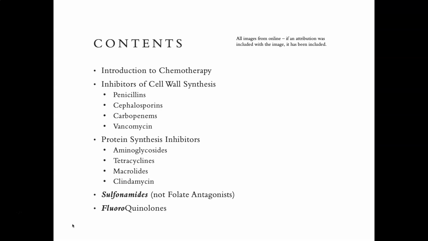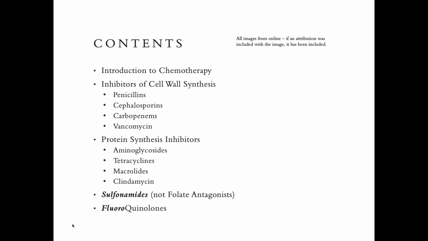All right, let's take a look. We'll be talking about a quick introduction to chemotherapy. Then we'll be getting into cell wall synthesis inhibitors. Then we'll be talking about protein synthesis inhibitors. We will be touching on sulfonamides, not folate antagonists. The book says folate antagonists, but they're really sulfonamides. And then the book said quinolones, but it's actually fluoroquinolones. So just make those notes, those changes as we go through there.